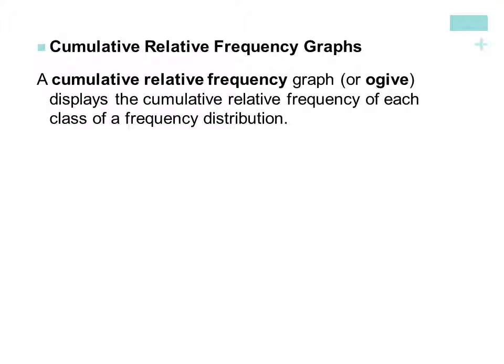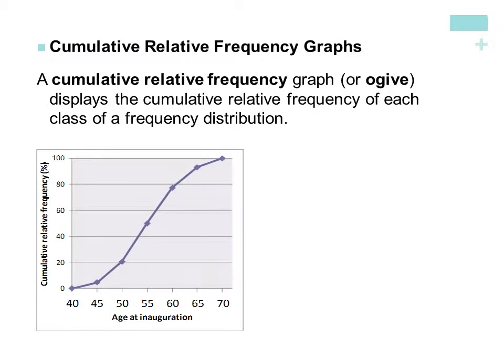So cumulative, think about what cumulative means. It means you're adding over and over. So a cumulative relative frequency graph, or oftentimes you'll hear them called an ogive, displays the cumulative relative frequency, that's a tongue twister, of each class of a frequency distribution. So what does that mean? Basically, all that means is a cumulative relative frequency graph shows us the percent of observations that occurred, and basically we're just adding each percentile together to get to 100, which you'll see what that means.